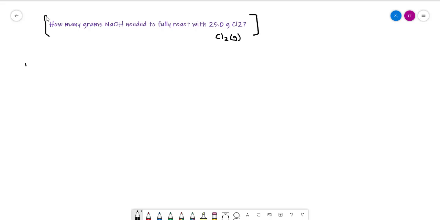Okay, so let's break this down into steps. The first thing we want to do is balance the reaction. So if we balance the reaction, we know that we have NaOH plus Cl2 gas, and that is going to produce, and I'll just write out the full chemical reaction, you wouldn't have to know this, this would be given to you, you don't yet have the intuition to know this, NaOCl, which is sodium hypochlorite, that's also known as bleach, plus NaCl, which is table salt, plus water.